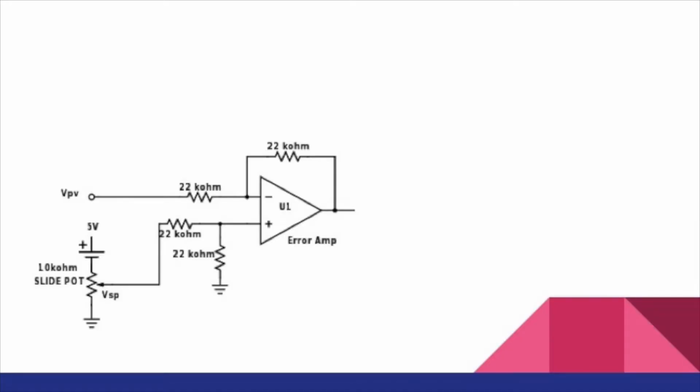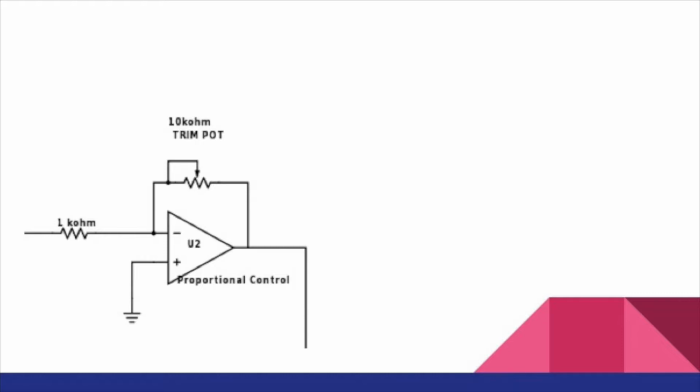The error amp subsystem collects the process variable from the plant and calculates the difference of that and the set point voltage. The error is then evaluated by the proportional gain and integrator subsystems. The proportional gain is the resistance ratio of the 10K turn pot over the 1K ohm resistor. This subsystem varies the amplitude of the process variable response by multiplying the error and the resistance ratio.